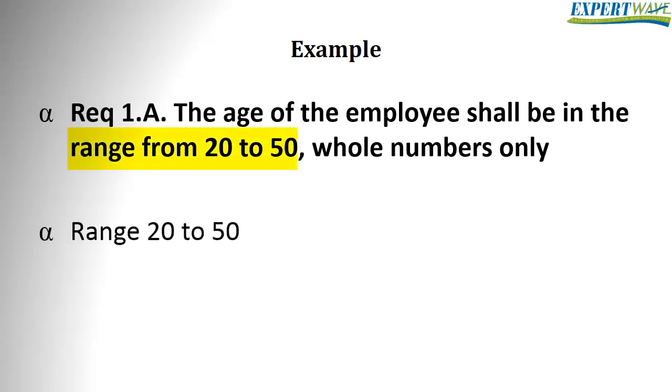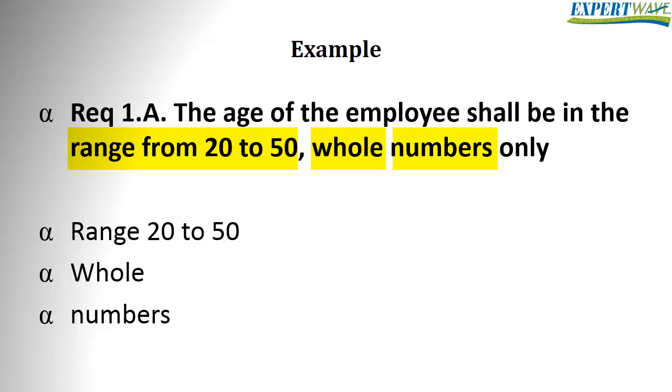1. Range 20 to 50. 2. The word whole. 3. The word numbers. So those are the 3 test conditions. If I asked you to list these test conditions according to their importance, how would you do that? Well, I think they look prioritized to me that way. 1 is the range, 2nd is the word whole, 3 is the word number.